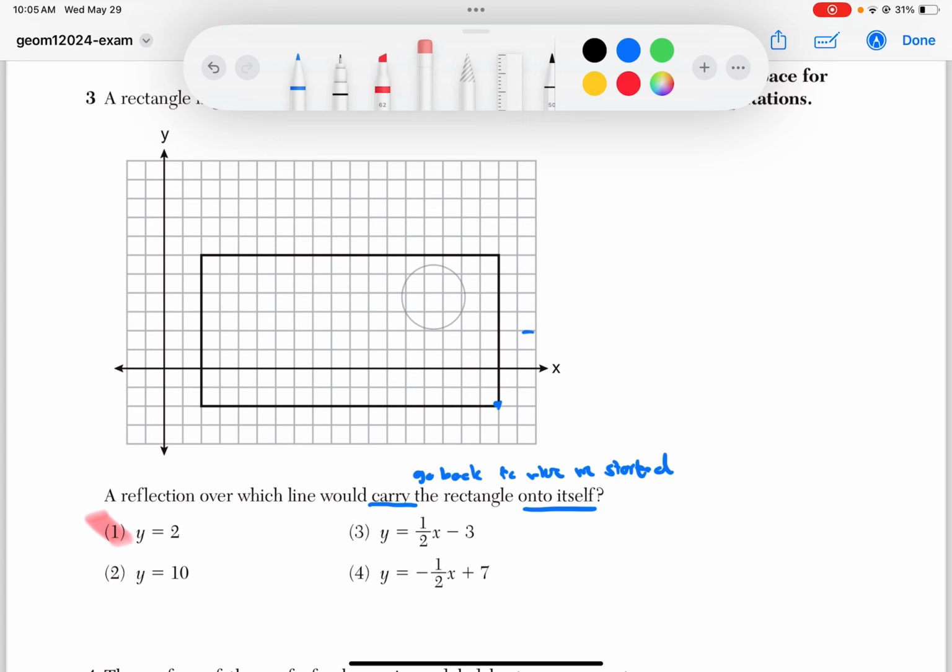And of course, you could just check out the other ones just to make sure. Y equals 10 is this line, 1, 2, 3, 4, 5, 6, 7, 8, 9. It's up there, so if I reflected this rectangle over, we're going to put the rectangle way over there, which we don't really want. And then the other one, 1/2 x minus 3, so a y-intercept of -3 and a slope of 1/2. You get something like that.